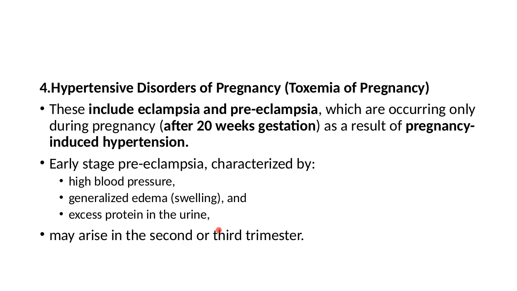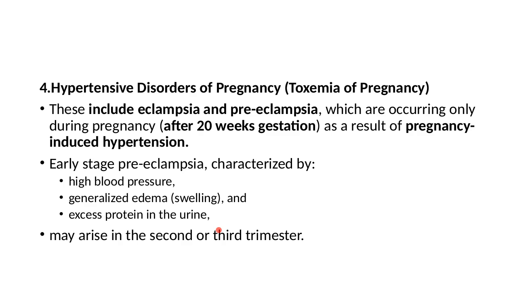Another problem that occurs during pregnancy is hypertensive disorders of pregnancy, also referred to as toxemia of pregnancy. And this includes eclampsia and pre-eclampsia, which occur only during pregnancy after 20 weeks gestation as a result of pregnancy-induced hypertension. It will occur around 4 months to 5 months during pregnancy, and it can occur in two ways. We have eclampsia and preeclampsia. We are going to see the difference between these two.